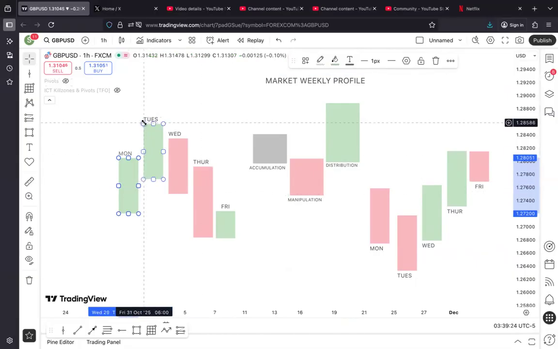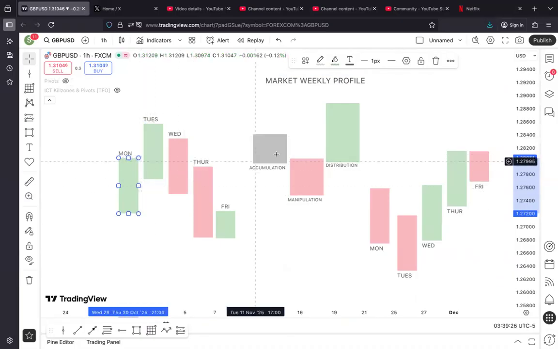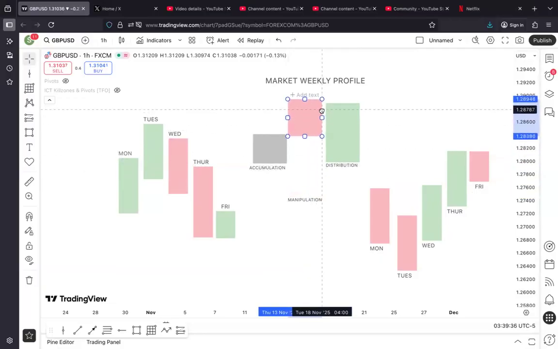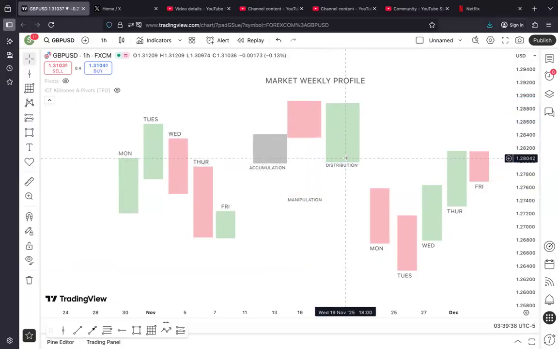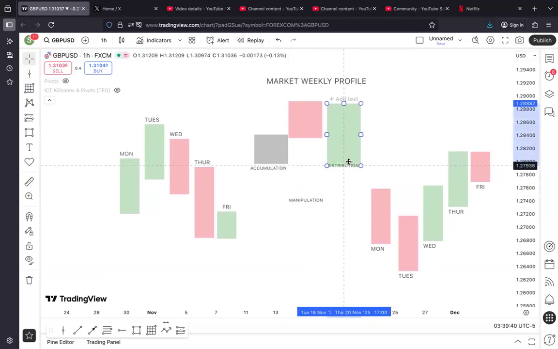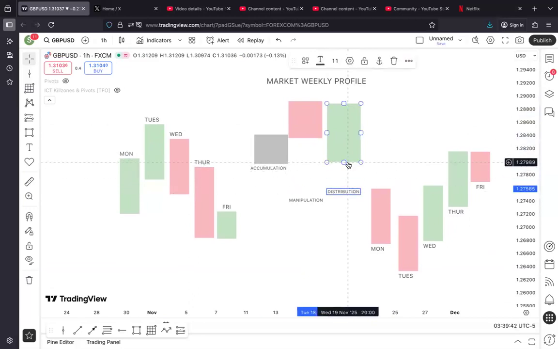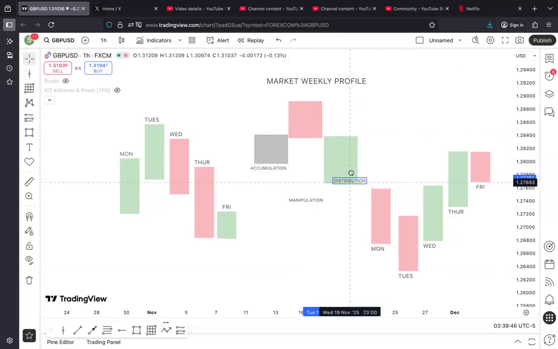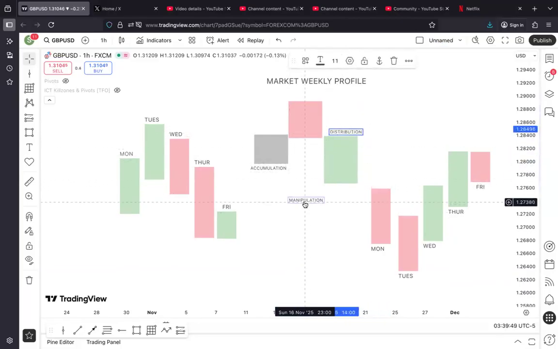So yeah, Monday, Tuesday, Wednesday, Thursday. So on Mondays you accumulate. On Tuesday you would most likely experience the manipulation. This is for a bullish scenario anyway. And if I have to take this one up here and bring this down here, apparently we have this for a bearish scenario. So this is your distribution phase here. Then this will be your manipulation.